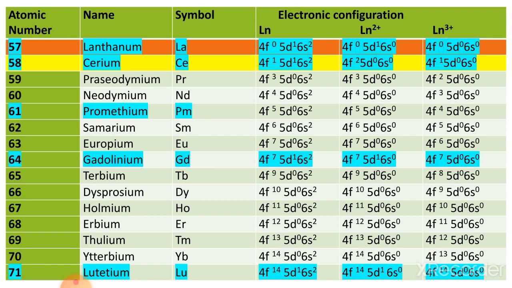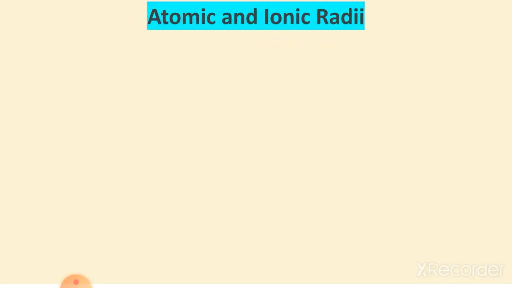So these are about the electronic configuration of lanthanoids. This you have to focus on and try to write the electronic configuration by yourself so that it can be learned properly. Now dear students, let us focus on the property of lanthanoids, that is atomic and ionic radii.